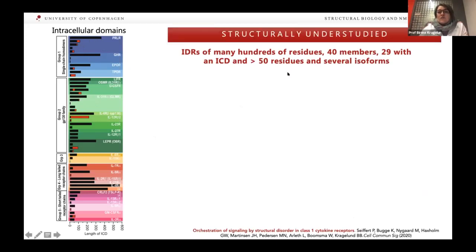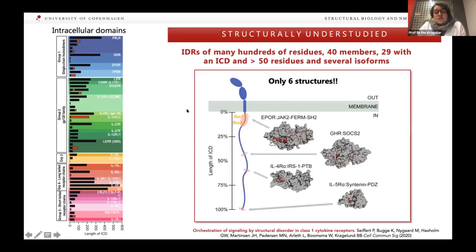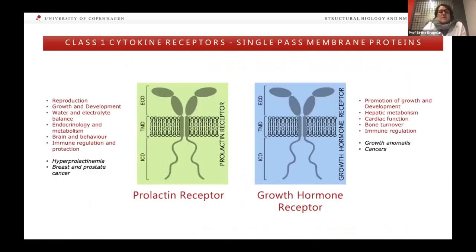Well, if we look at the structures that we know, they're completely understudied. In the PDB, we only find 6 different structures, and these structures are all of small peptide parts of the intracellular domain, and it's only from 4 different receptors. So there's a lot we don't know about these receptors. And this is remarkable, because if we think about what they really do and where the signaling occurs, it is on the intracellular side. So the 2 proteins that we have been working with: the prolactin receptor, which is important in reproduction and also in growth and development, and has many more functions, but is also pathologically involved in hyperprolactinemia and also breast and prostate cancer.